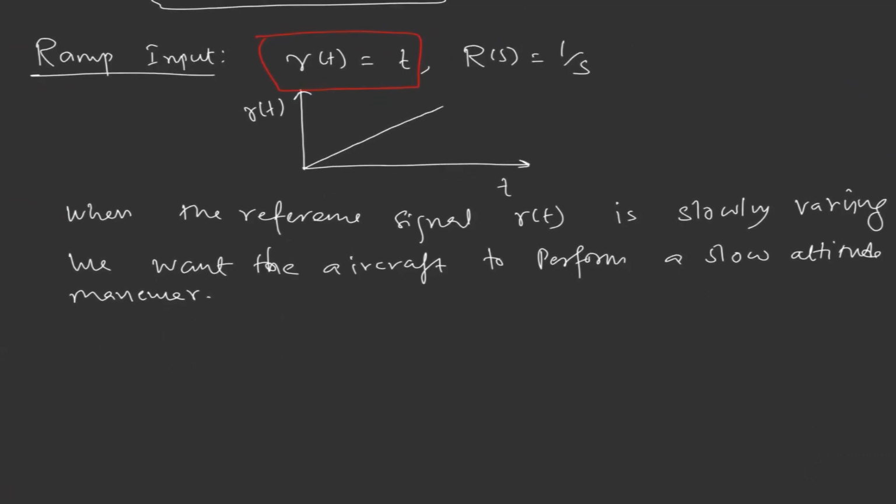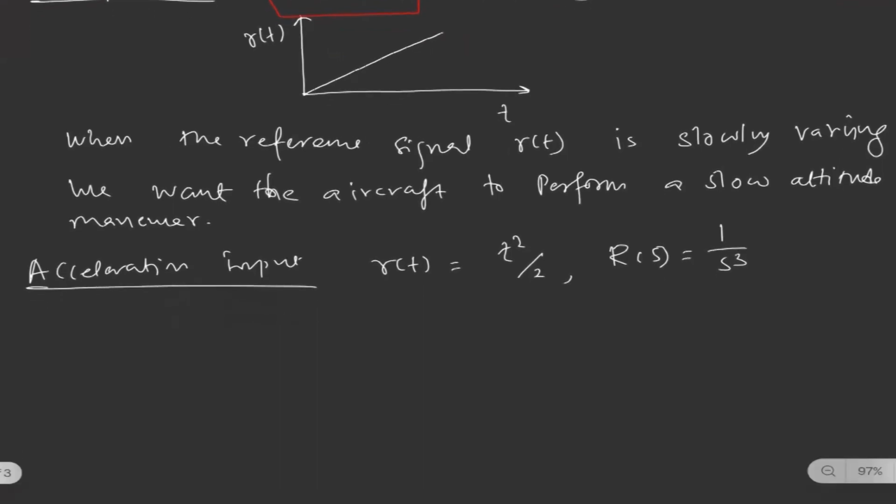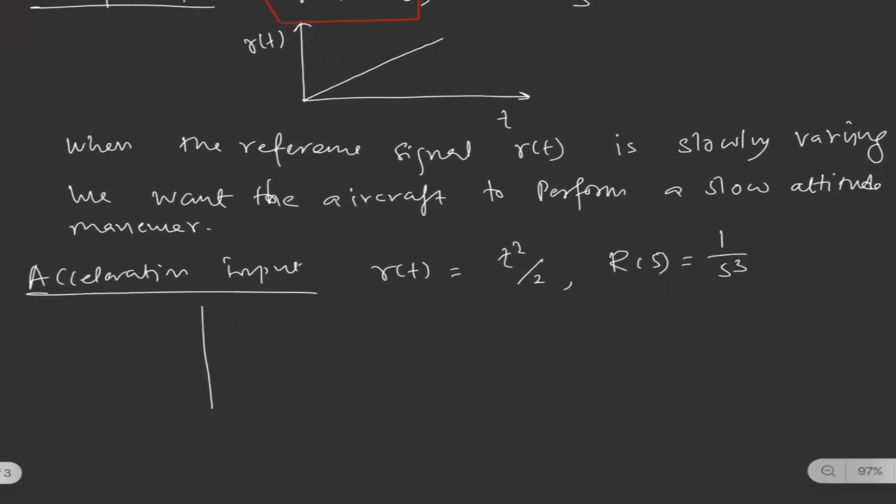There is another reference signal we can use. I should not say generally use, we don't use it very often actually. The acceleration input, R of t equal to t squared by 2, or R of S equal to 1 upon S cubed. And the figure for this response, we can draw something like this.